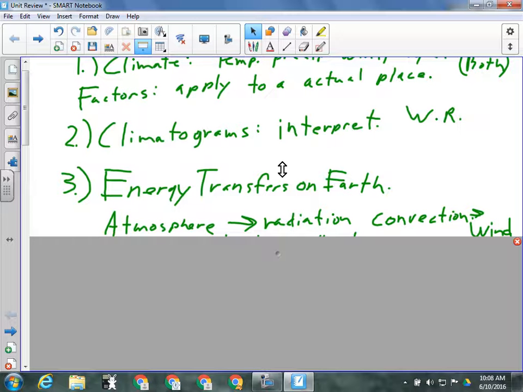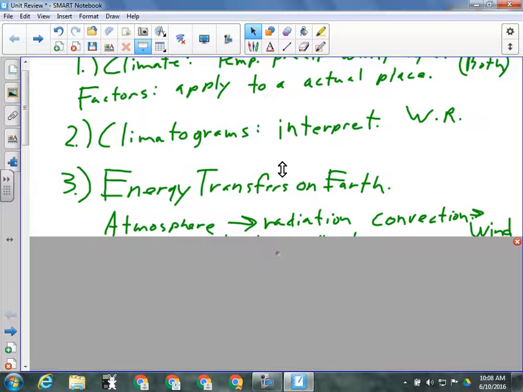Now, in order for convection to happen, energy still has to be absorbed by the Earth, right? And we said 3 things can happen to energy when it strikes the Earth's surface. One of them is it can be absorbed. What determines how much of it is absorbed? Looking for one word here. Albedo. The albedo of the Earth's surface determines how much energy is absorbed and how much is reflected.